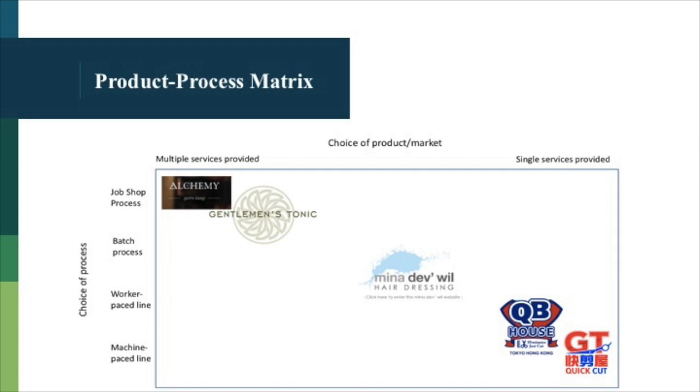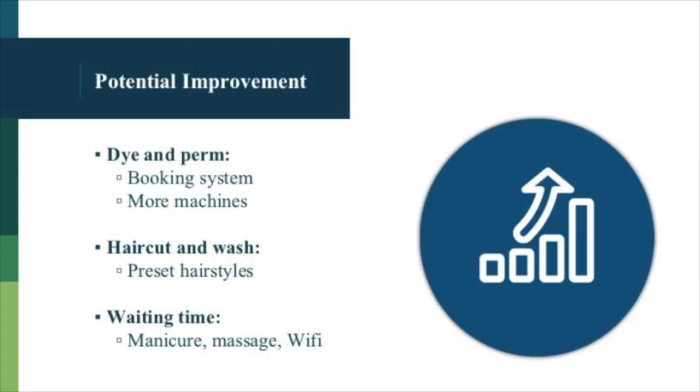And now let's welcome May to tell us more about how we are proposing potential improvements for a barbershop in Hong Kong. From what we have discussed above, we have developed a few solutions to improve the barbershop's daily operation. Firstly, to tackle the problem of time-consuming dyeing and perm, we recommend the barbershop establish a booking system for perm and dye services to match supply and demand. Moreover, it would be beneficial to invest in more machines when there is large demand.